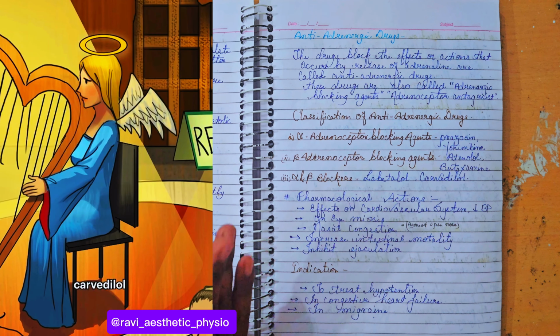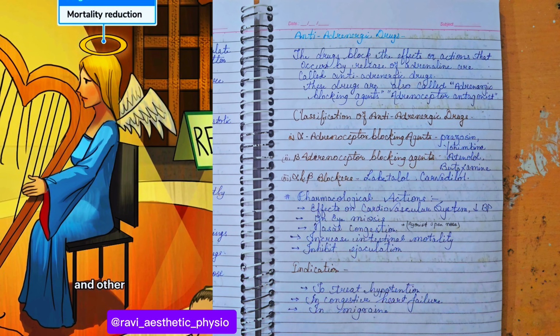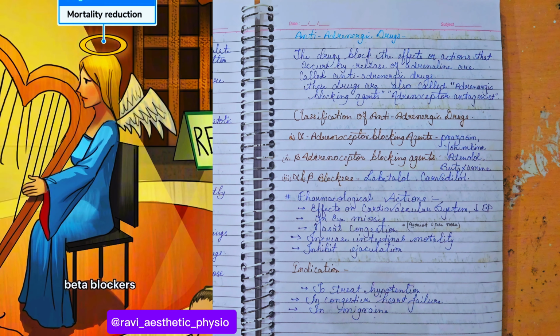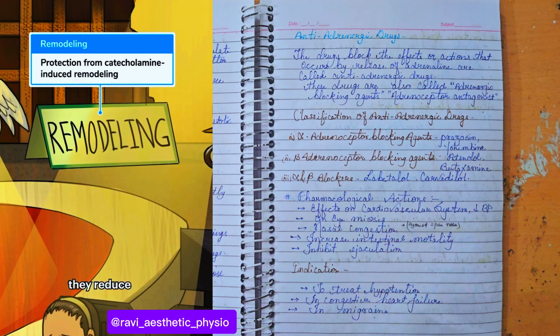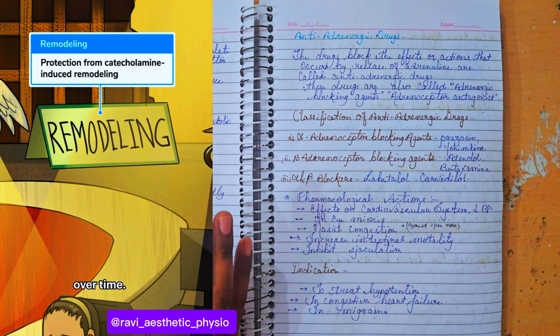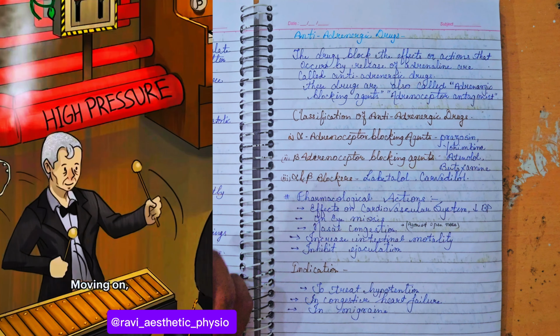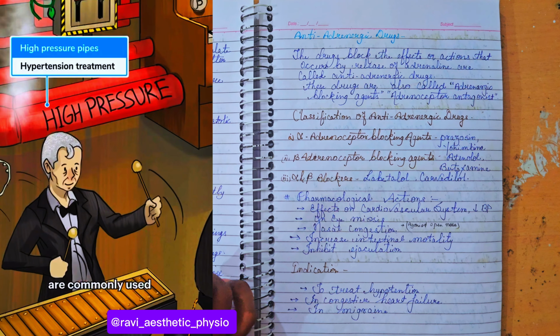Then there are both alpha and beta blockers. Beta receptors are present in our heart. If there is too much heart contraction or a high heart rate over time, or if the patient is suffering from high BP, then labetalol or carvedilol, two medicines, are given to those patients.